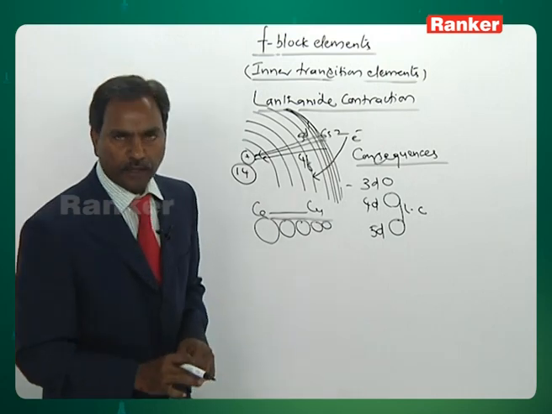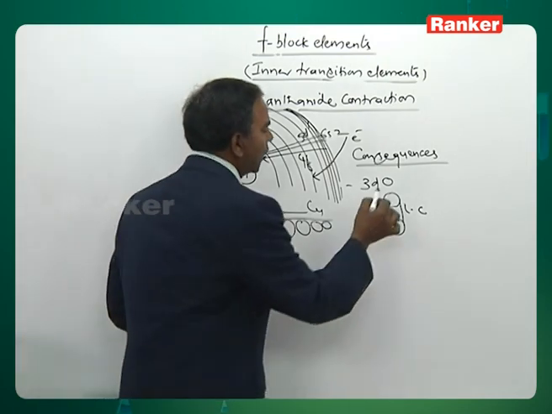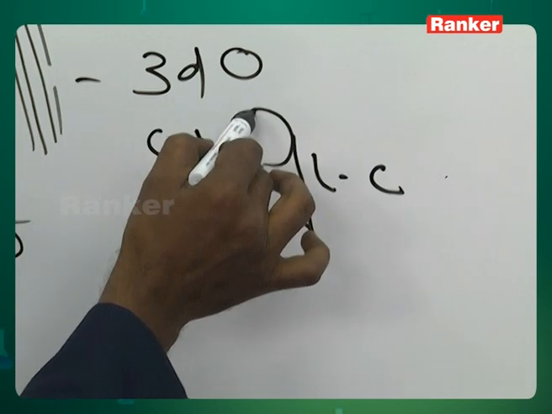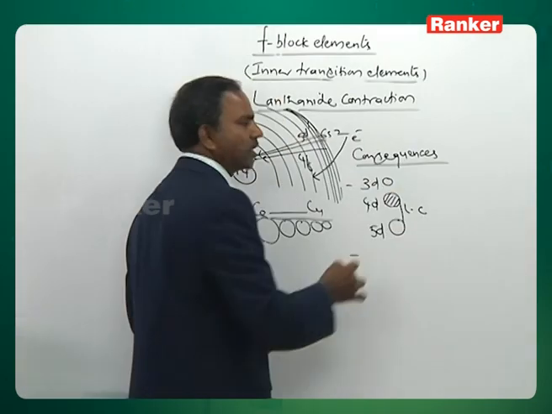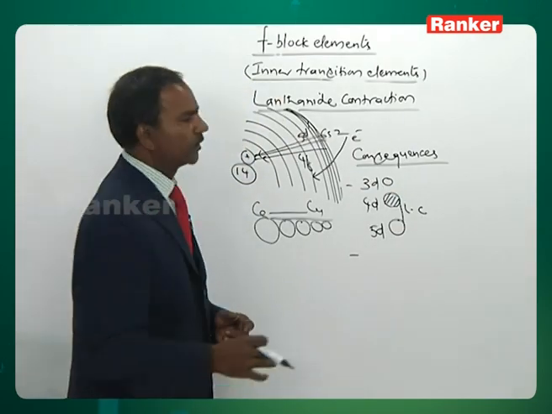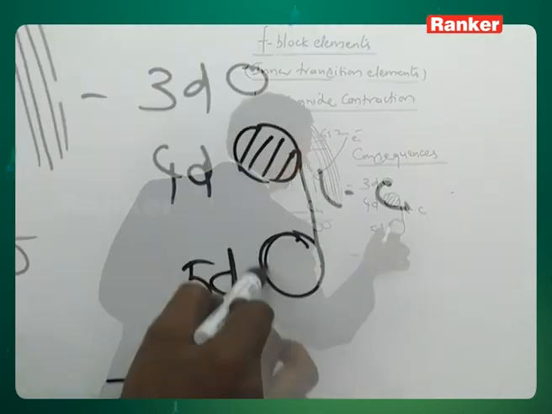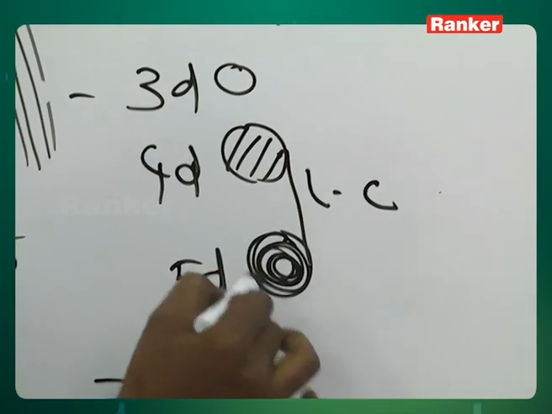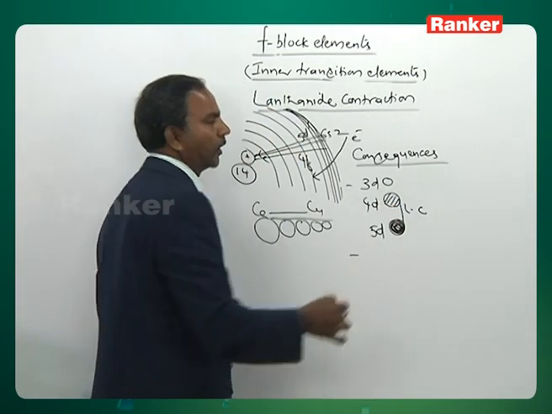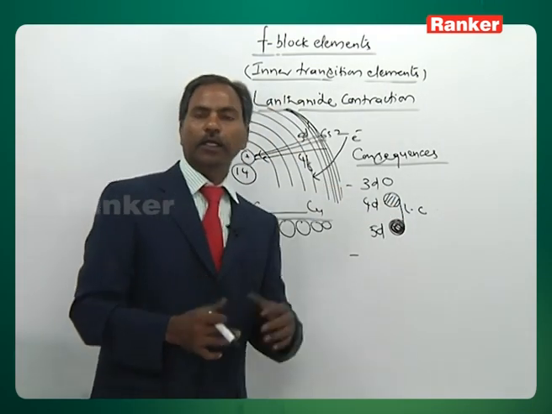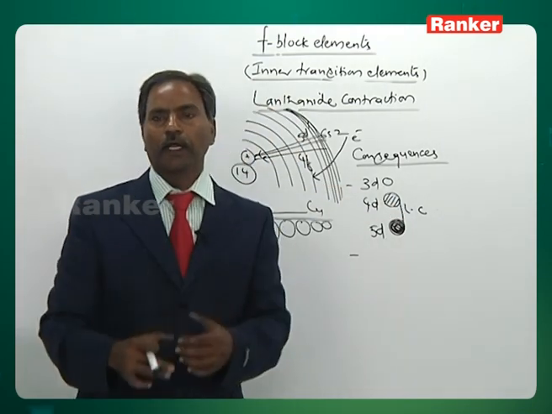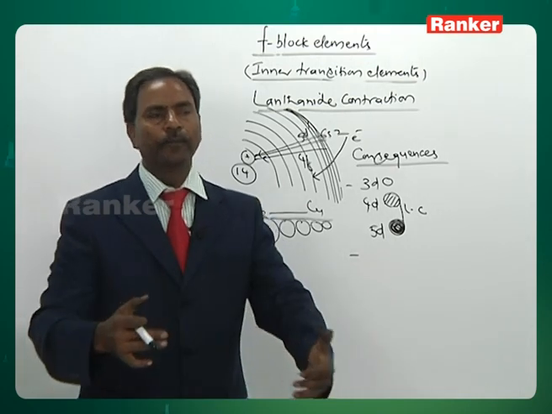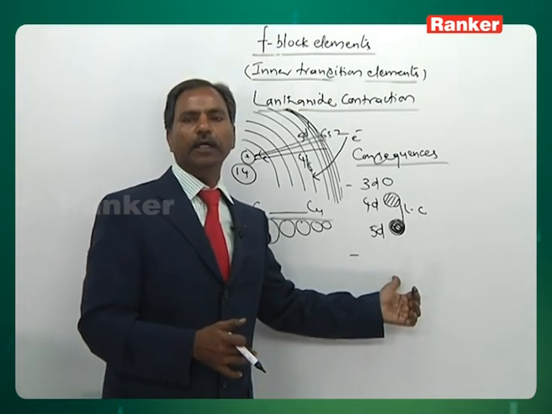Lanthanide contraction effect. Next, from 3d to 4d, the density gradually increases. But from 4d to 5d, the density almost becomes double. From 3d to 4d there is a normal increase in density, but from 4d to 5d the density is almost doubling. It is also due to the lanthanide contraction effect.